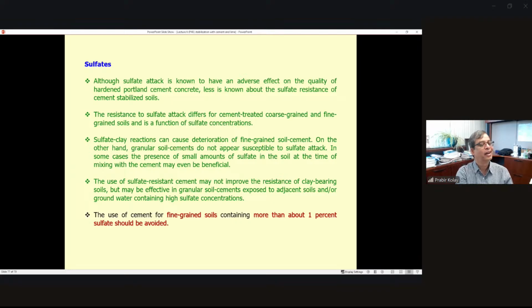For the sulfate, sometimes because of ettringite formation, there is some problem. The sulfate clay reaction causes deterioration of the fine-grained soil because of the ettringite. So we need to test that clay soil first. How much is the maximum sulfate content? And also the use of cement in fine-grained soil that contains more than 1% sulfate should be avoided. If the sulfate content is only some ppm level, it is fine. If more than 1% sulfate is there, then don't use cement. Okay.